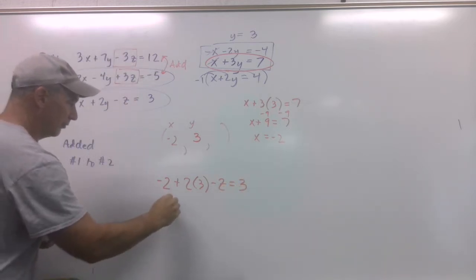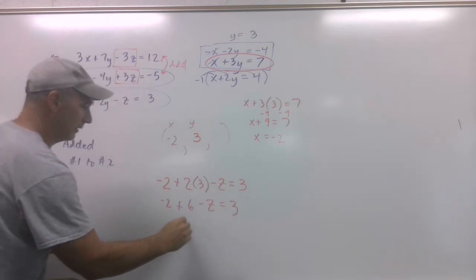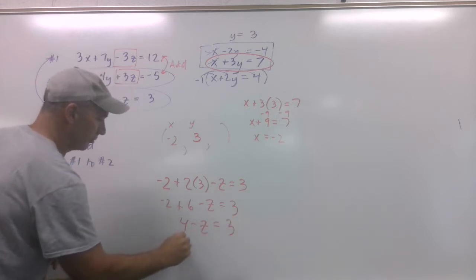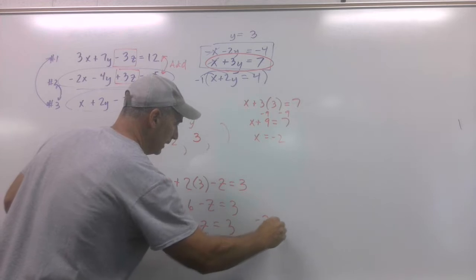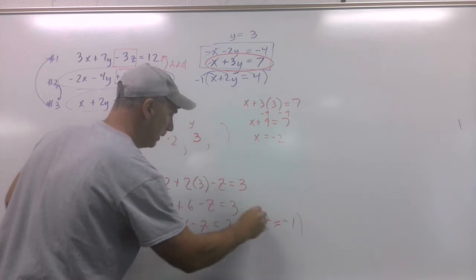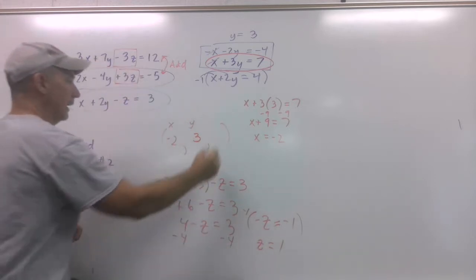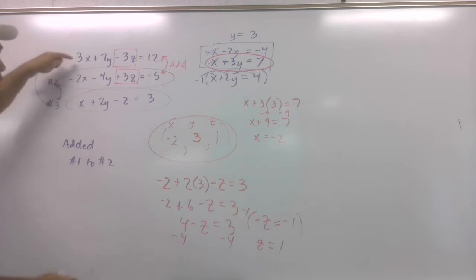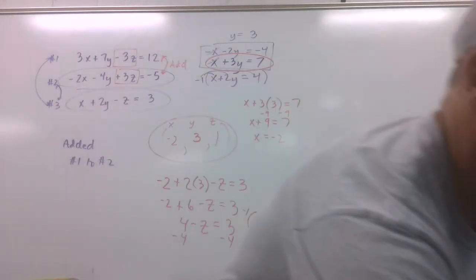So that's negative 2 plus 6 minus z equals 3. That's just 4 minus z equals 3. Subtract 4, subtract 4. I'm going to move away a little bit. Negative z equals negative 1. Multiply both sides by negative 1. I get z is 1. And I'm done. I found my coordinate point where all three of these intersect. Okay, got one more of those.